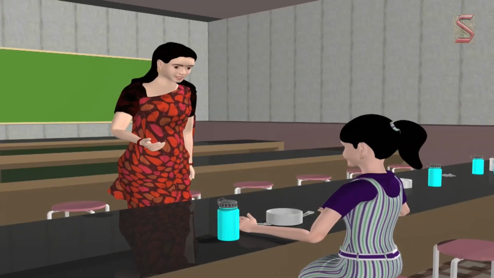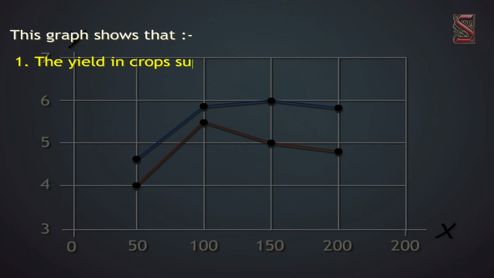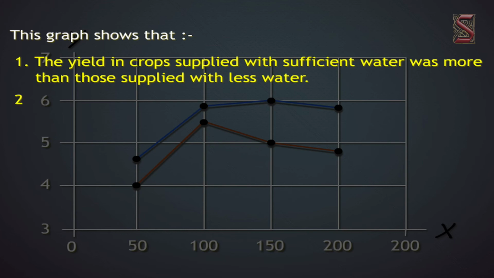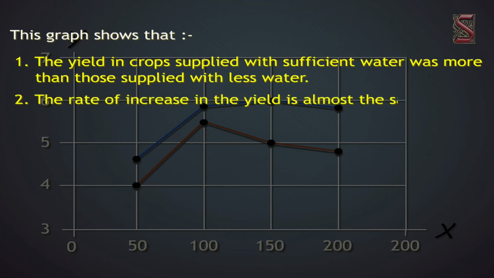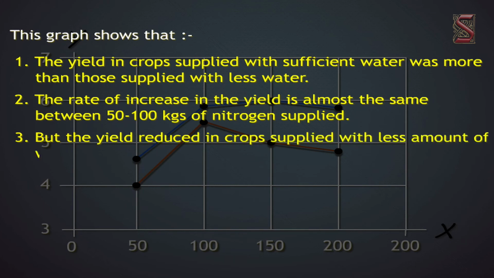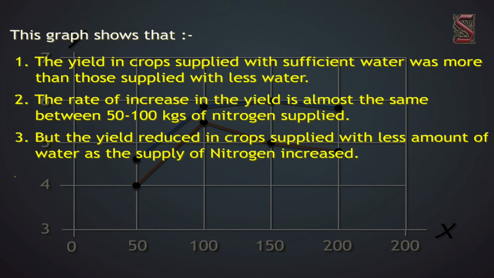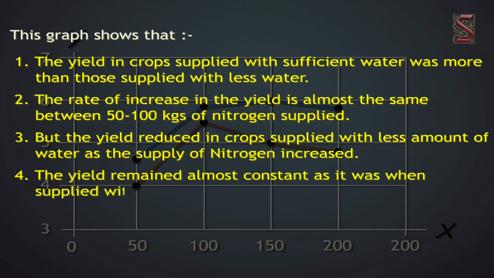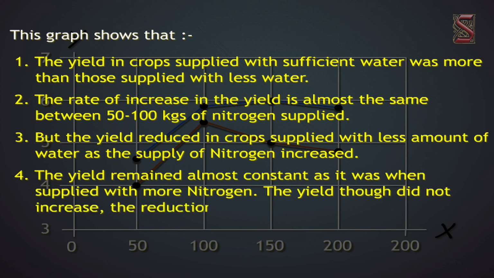What do you understand from this graph? The yield in crops supplied with sufficient water was more than those supplied with less water. The rate of increase in the yield is almost the same between 50 to 100 kilograms of nitrogen supplied. But the yield reduced in crops supplied with less amount of water as the supply of nitrogen increased. The yield remained almost constant as it was when supplied with more nitrogen. The yield, though, did not increase, the reduction is negligible.